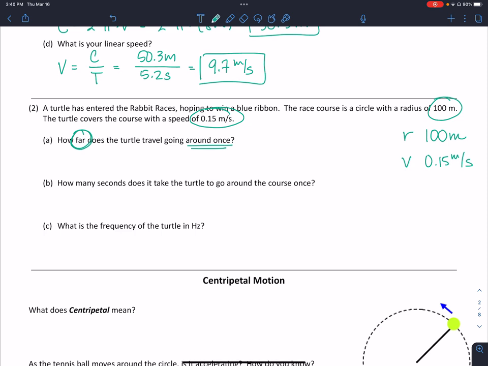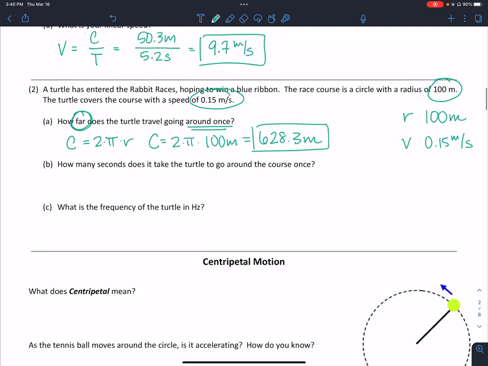So again, this is going to be our circumference. All right, and our circumference is going to be equal to 2 times pi times our radius, which in this case, we're going to get 2 times pi times 100 meters. All right, so the circumference of this circle is 628.3 meters. So that's the distance all the way around.